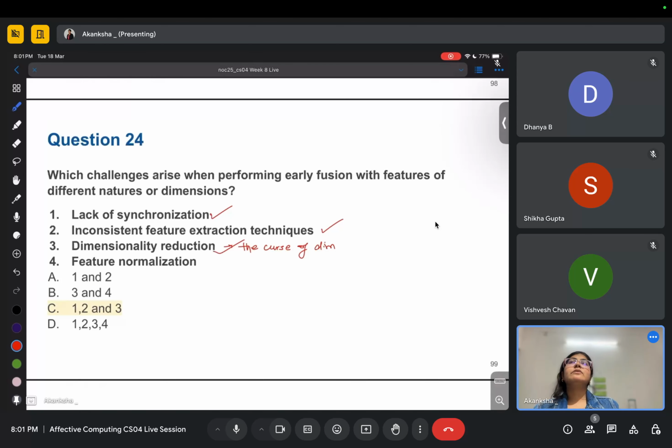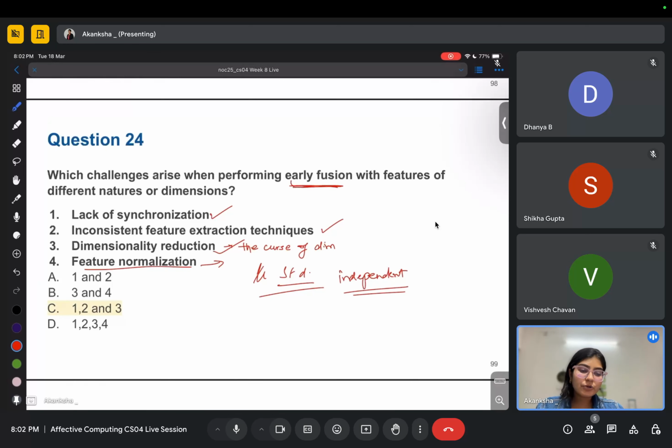Feature normalization, it's not a challenge. Maybe we can just use the mean and the standard deviation, okay, to normalize data. It's not specific to early fusion or something, it has nothing to do with fusion. But I think normalization is independent. It is more independent of this fusion process, okay. So that is why I think this is correct only.